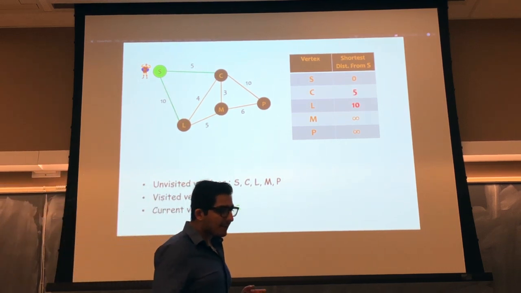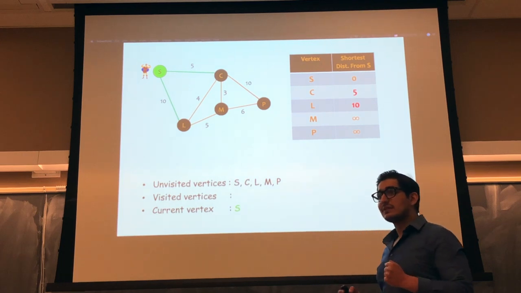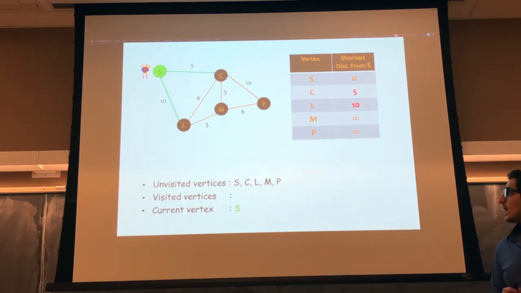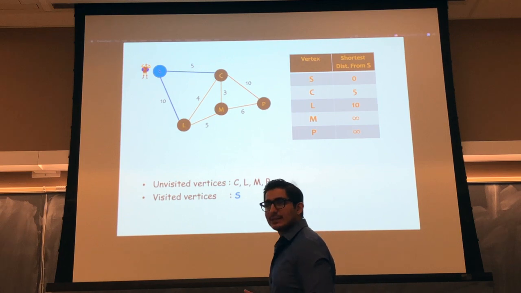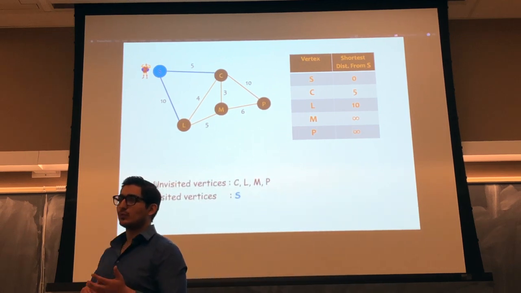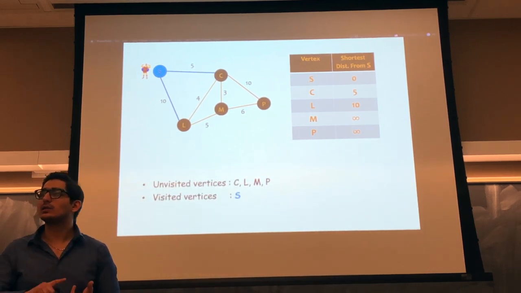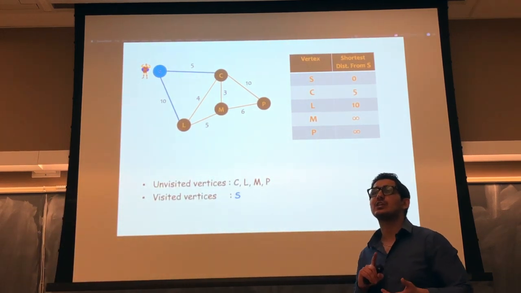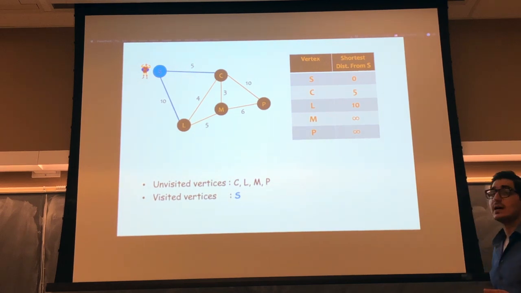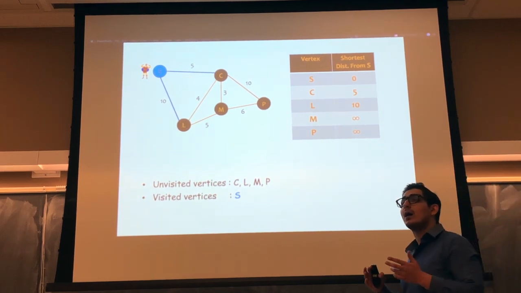Now that we have examined all unvisited neighbors of the current vertex, it's safe to move the current vertex from the list of unvisited vertices to the list of visited ones. At this point, we're done with vertex S. That means we have the shortest path to reach it, and we know we cannot use it anymore to obtain shorter paths for reaching other vertices, because we have examined all of its neighbors.